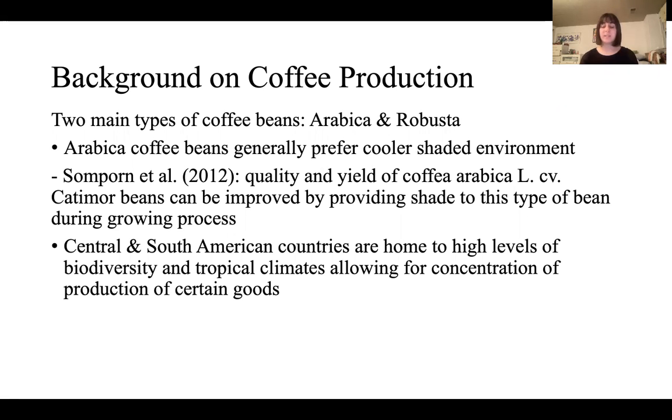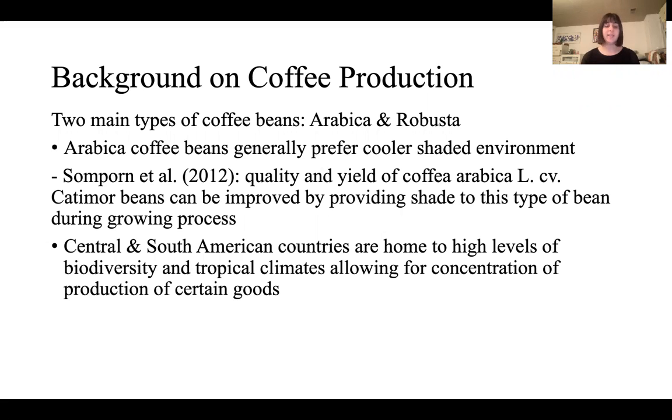Robusta beans, on the other hand, are able to thrive in much more sun-exposed, higher temperature environments. However, the quality of these beans is going to be much lower, and at the end of their growing cycles, they're going to have a much higher quantity of production yields. Somporn and others in 2012 provide some empirical results to support the generally known practices of Arabica coffee bean production, finding that the quality of the Catimor bean in Thailand was improved by providing shade during its growing process.